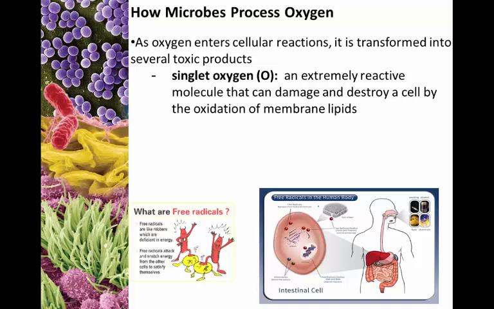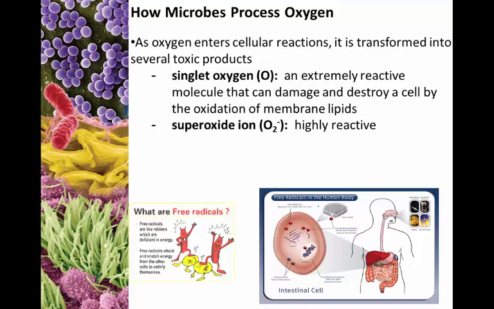Singlet oxygen: an extremely reactive molecule that can damage and destroy a cell by oxidizing membrane lipids. Basically what we see happen is that free radicals oxidize membrane lipids by tearing away important molecules, removing things like electrons. So free radicals attack membranes. That is going to be bad. So cells are not going to want to leave these singlet oxygen molecules roaming around inside of the cell. That's going to be an issue. So there's got to be a way to get rid of these, and we'll talk about a few examples of that in just a minute.